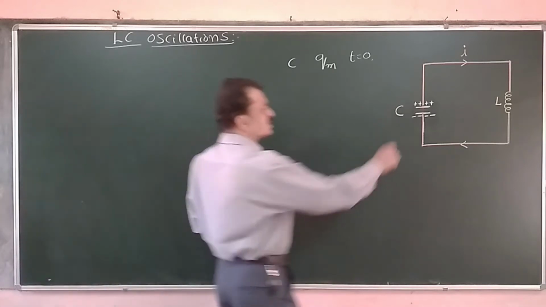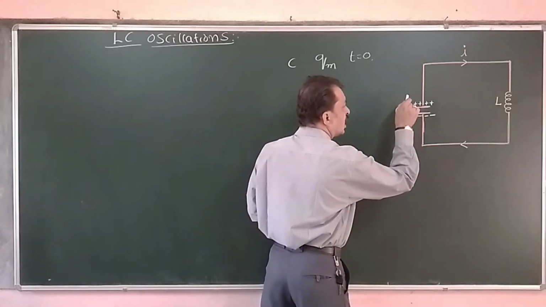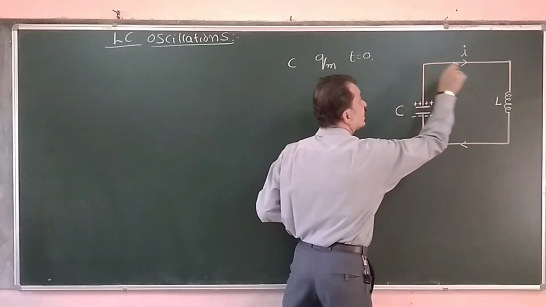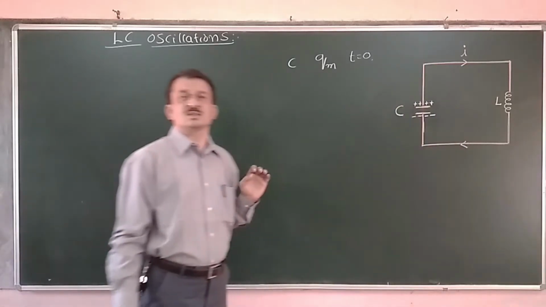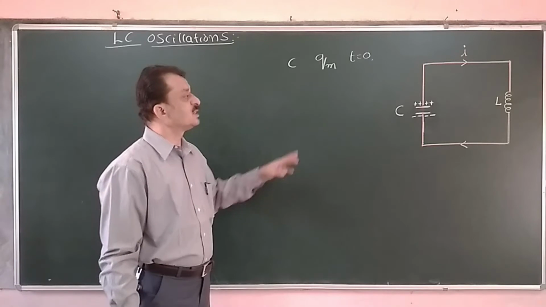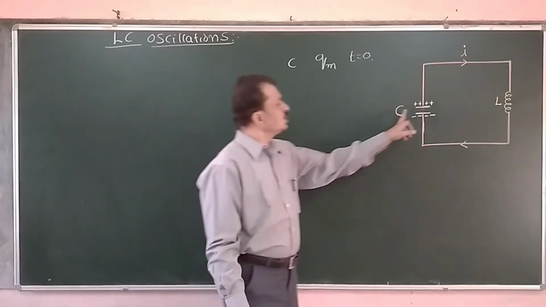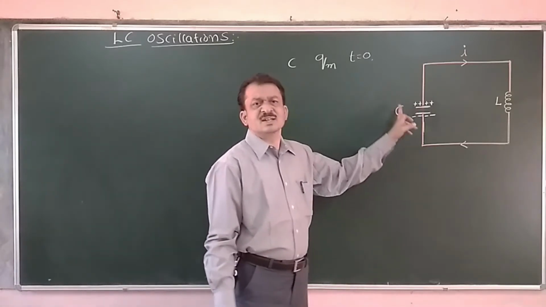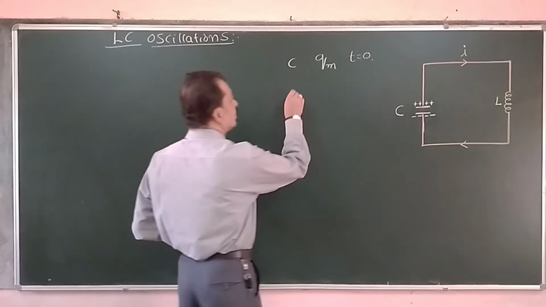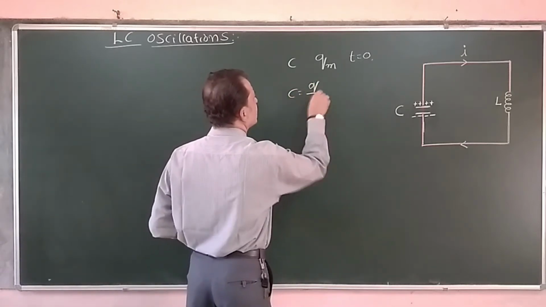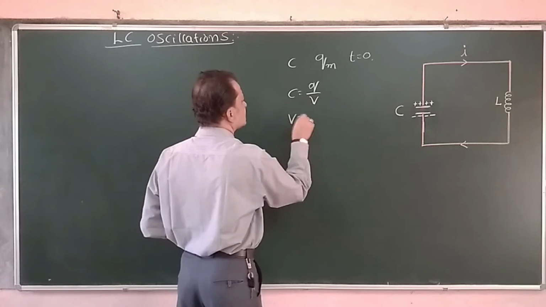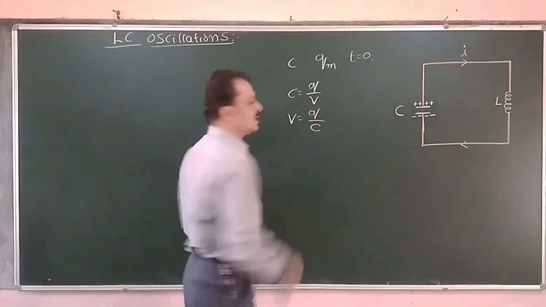Now these charges go on decreasing. Now what is the voltage across the capacitor? We have capacitance C is equal to Q by V. Therefore, the voltage across the capacitor is Q by C.